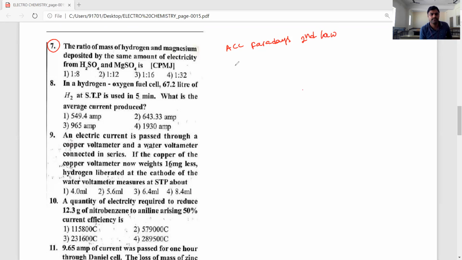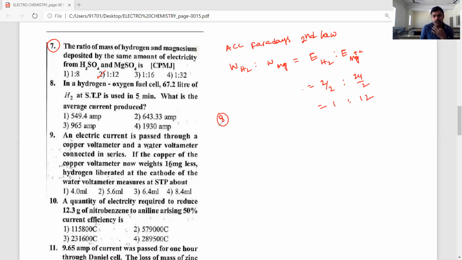According to Faraday's second law, if Q is constant, then the weight of deposition of hydrogen and magnesium, the weight of H2 to the weight of magnesium, is in the ratio of their equivalent weights. H2 to Mg2+. It is very clear: the equivalent weight of H2 is 2 by 2, which equals 1, and magnesium is 24 by 2, which is equal to 12. So the answer is 1 to 12. The second option is correct. Let's see the eighth question.